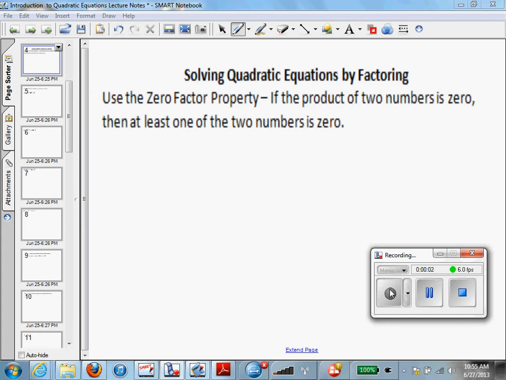Hello and welcome to solving quadratic equations by factoring. We want to use the zero factor property. That means if the product of two numbers is zero, then at least one of the two numbers is zero.